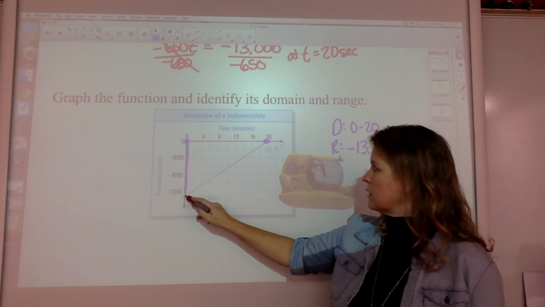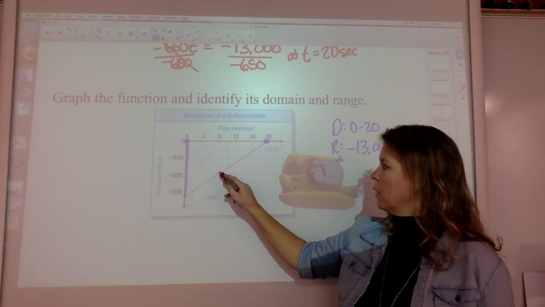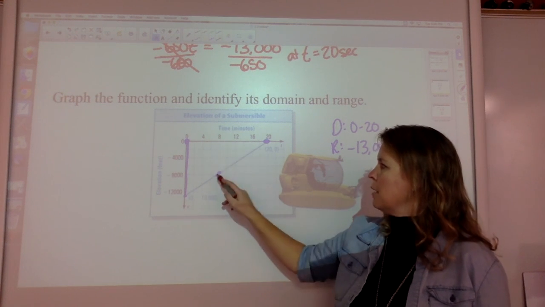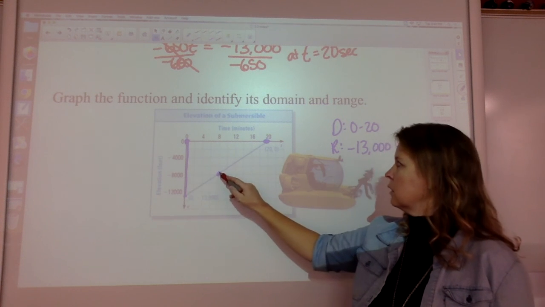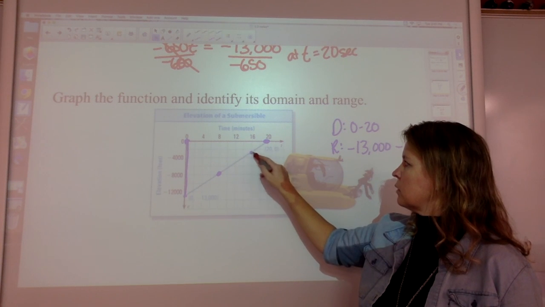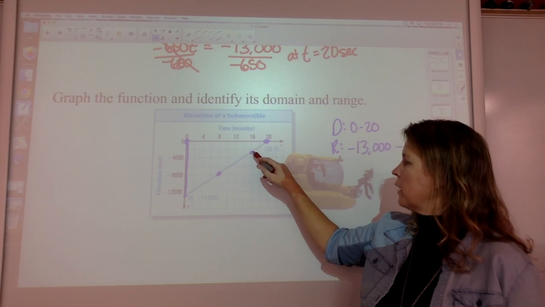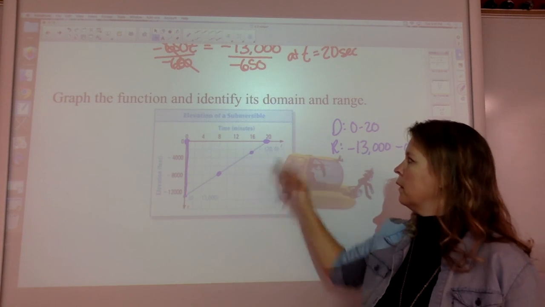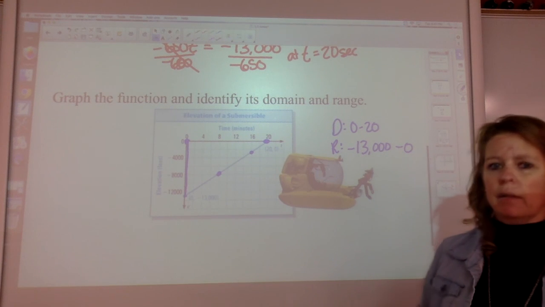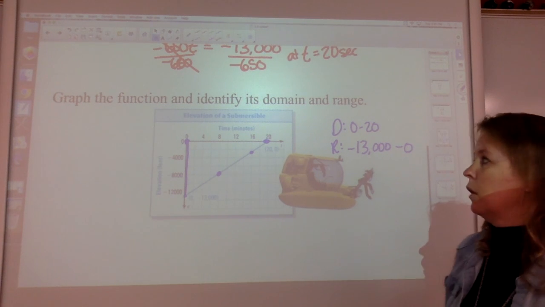So basically you could say, well, at 8 minutes, where was the submersible? At 8 minutes, it was about negative 8,000. At 16 minutes, it was closer to about maybe like 3,000, 2,500 below. But that's the graph representing it. And that's one way to use intercepts in real life, not just on a graph.